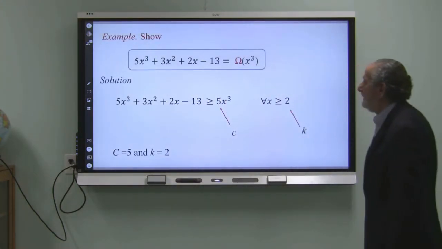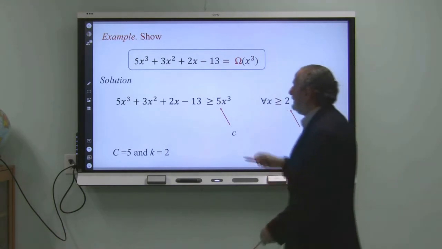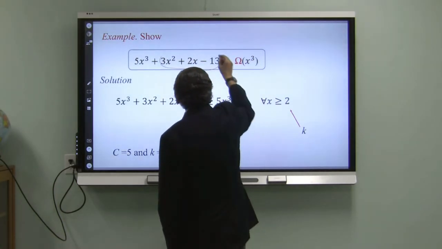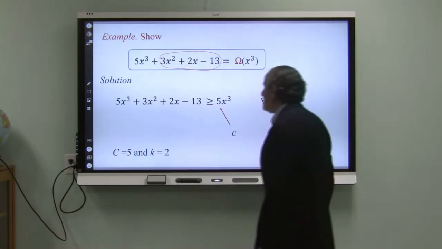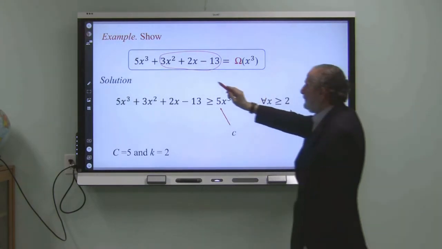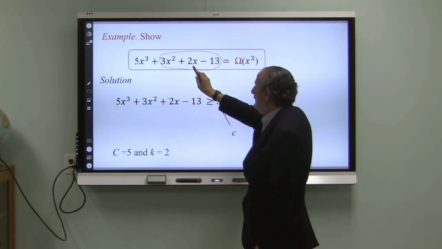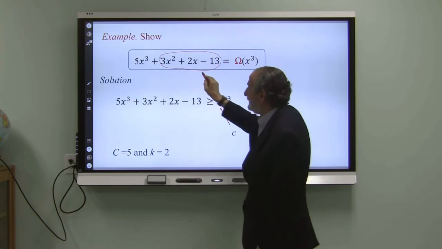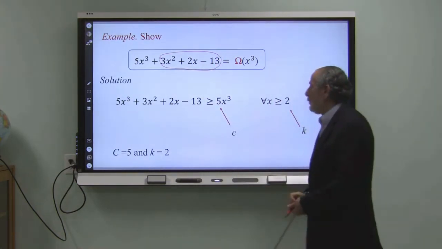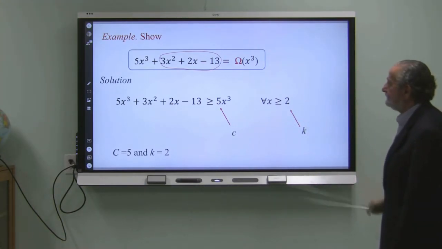Here's an example. Show that this one is big omega. Now, if I look at this term of big omega x to the power 3, if I look at this term here, it is positive when x is greater or equal than 2. When you put x equals 2, you get here 12 plus 4, 16 minus 13, positive, which means this will be greater or equal than 5x cubed. So your c is 5 and your k is 2.